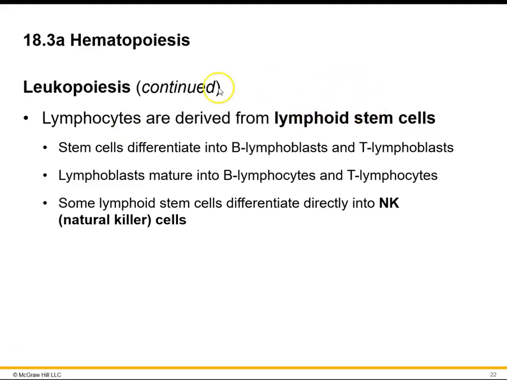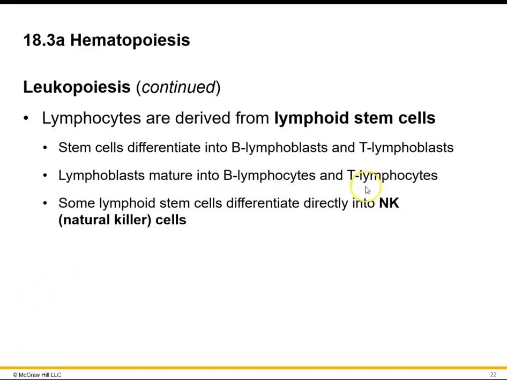cell line. You've got lymphoid stem cells that are going to differentiate into these things called lymphoblasts, and then the lymphoblasts mature into the actual lymphocytes. Okay, so you're going to have B lymphocytes and T lymphocytes. Alternatively, some lymphoid cells can differentiate into natural killer cells. And natural killer cells basically patrol the body for infected or cancerous cells and destroy them.